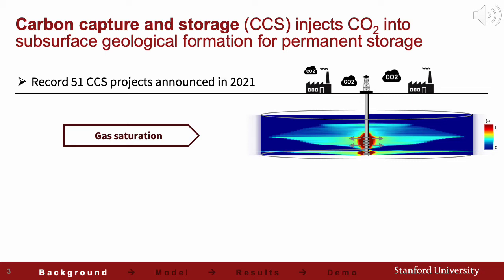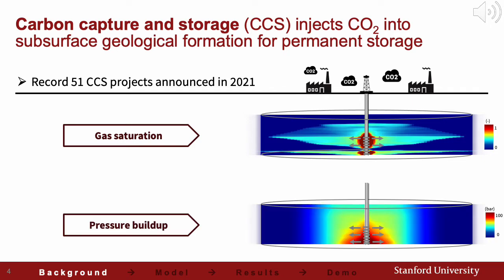Once we inject the supercritical CO2 into the subsurface, it will lead to a series of physical responses. First, it will form a gas saturation plume like the one shown in this slide. Because CO2 is lighter than formation water, it will naturally migrate upward and accumulate under low permeability barrier.